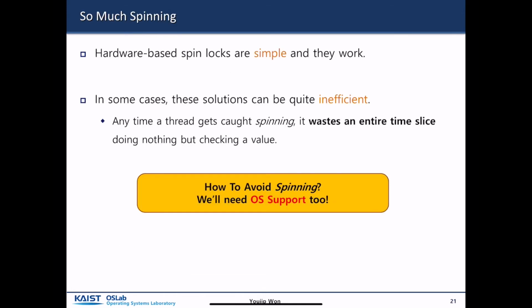Spin locks are simple and they work, but sometimes they are inefficient because they consume CPU. Any time a thread gets caught spinning, it wastes an entire time slice doing nothing but checking a value. So how can we avoid spinning? We need support from the operating system to avoid spinning, and we're going to explain the sleep lock.